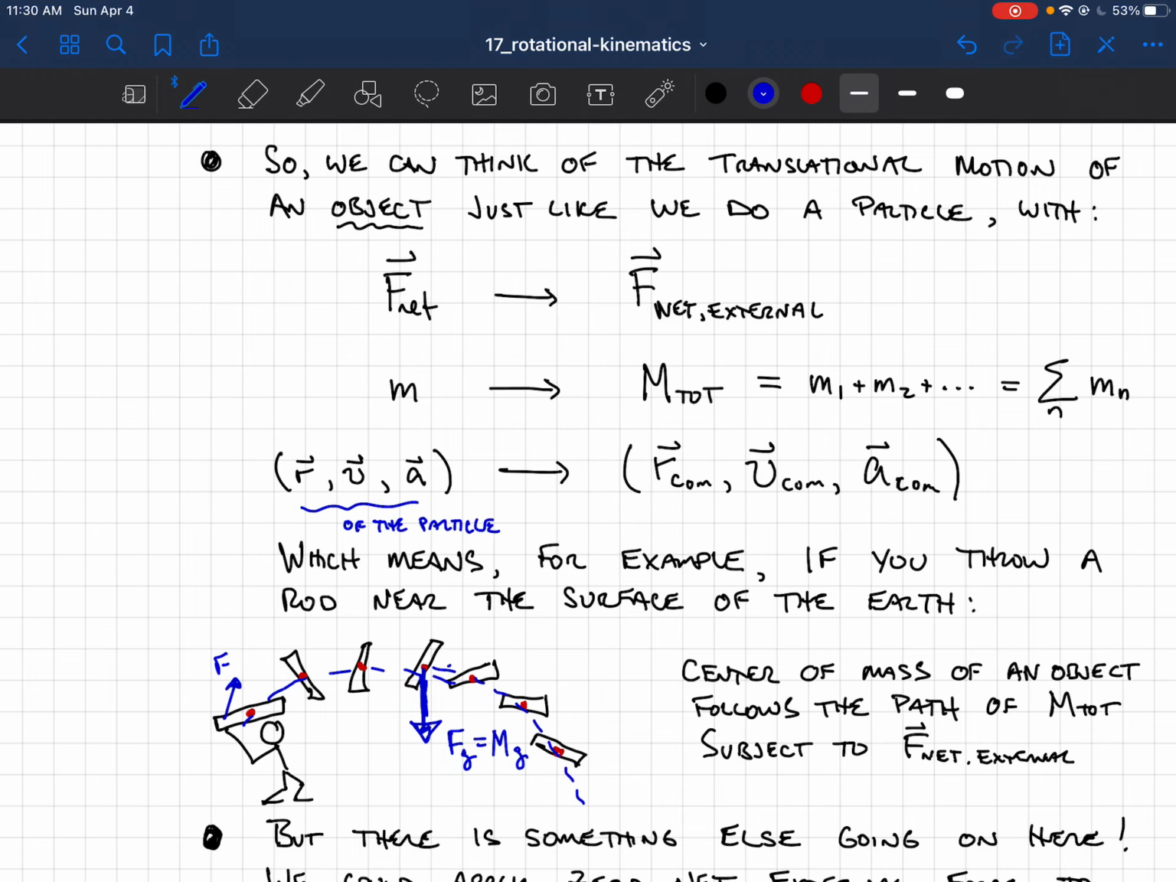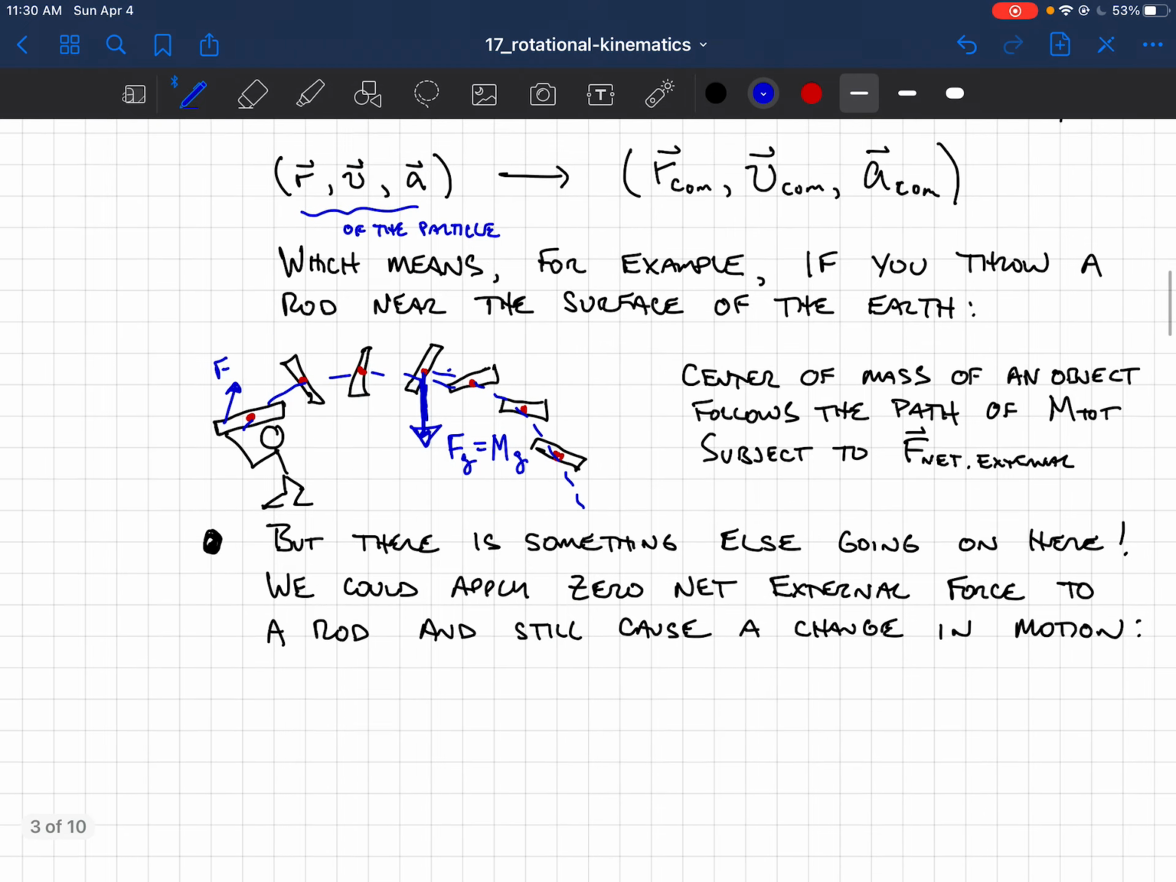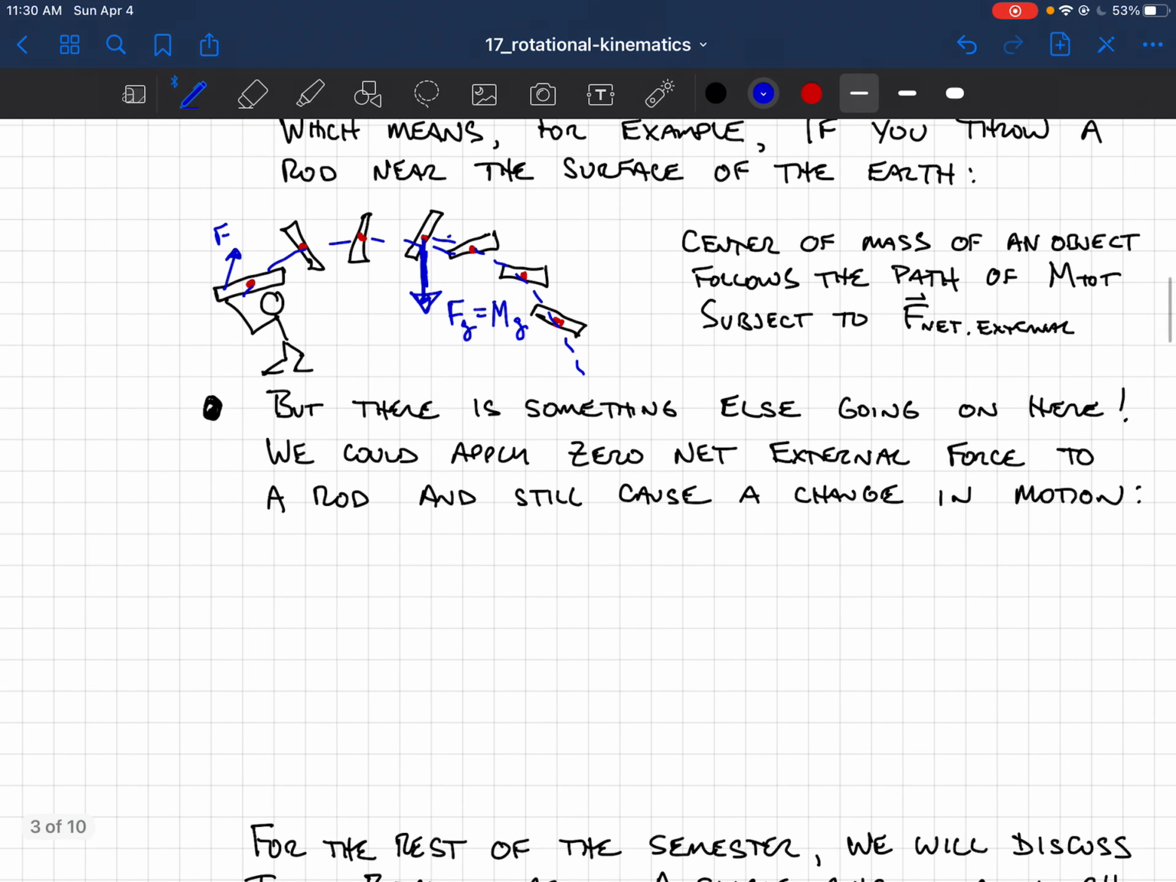But of course, the subject of today's lecture is rotation. So you can see that there's something else going on in this picture, and that is the motion of the meter stick that we didn't consider, the part where it's actually rotating about the center of mass as it moves through the air. And that's what we're going to deal with today. So where does that come in with Newton's second law? When I added up Newton's second law for all the particles, we said all the internal forces cancel and all that matters are the external forces. But in fact, I could apply zero net external force to an object.